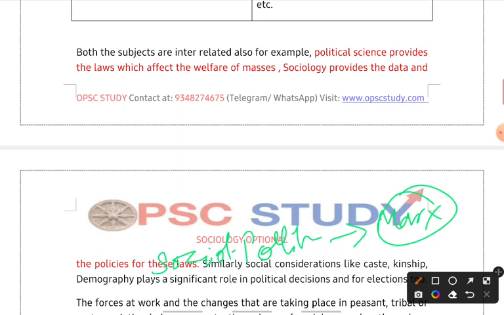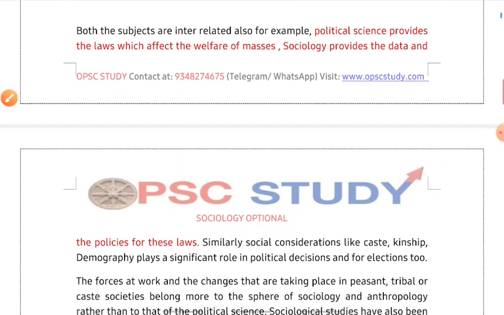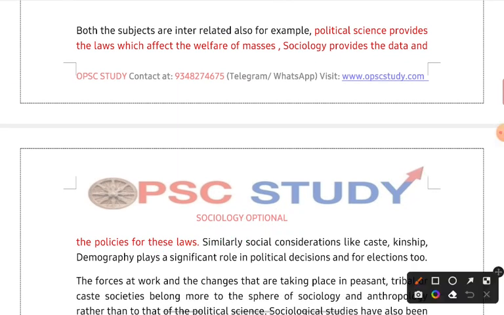And then there is a relation. This institution is basically working on the economic relation of the social classes present in that institution, like bourgeoisie, proletariat, capitalist. So this relation is what constitutes power. This is how Marx tries to link it. So both the subjects are interrelated.